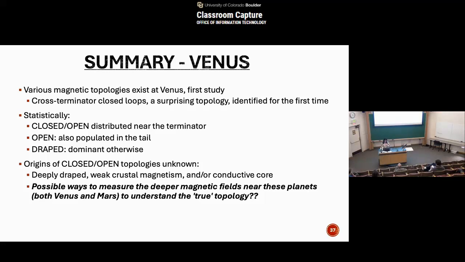It may just be deeply draped, with some weird current flow that causes a kink in the magnetic field. Or it may have something to do with Venus's weak crustal magnetism, or it has something to do with the conductive core. We don't know. But it motivates us to think about possible ways to measure the deeper magnetic fields at both Venus and Mars to understand the true topology, whereas from electrons, we can only see things happening above 200 kilometer altitudes.